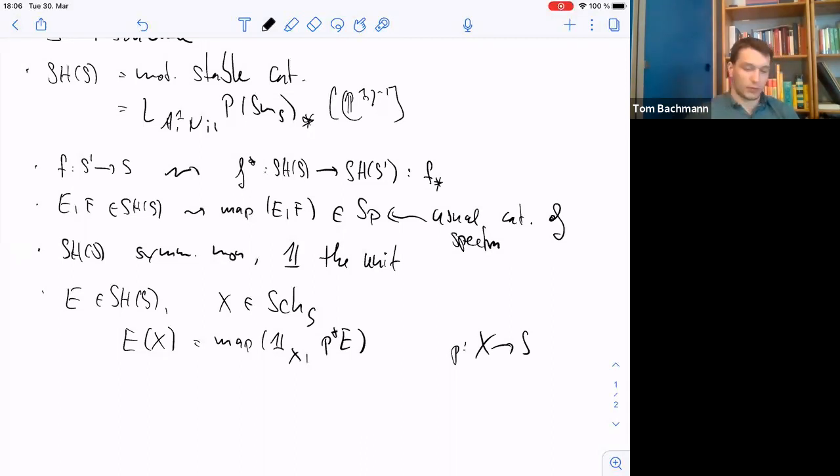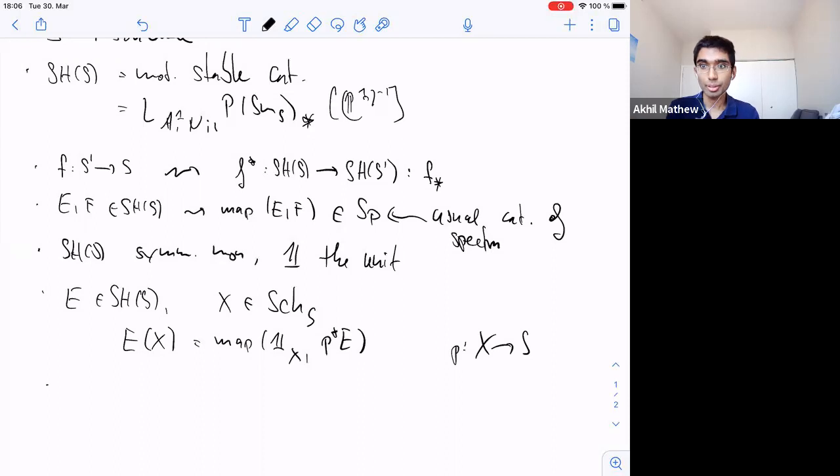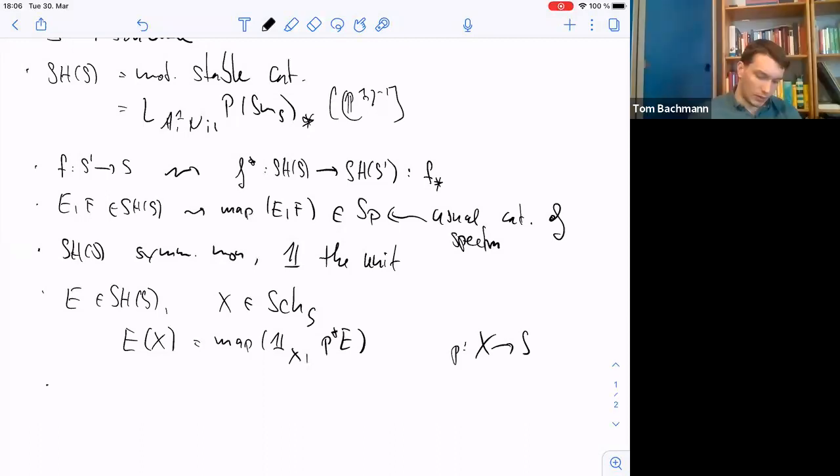What else do we do? Right. Sorry, can I just clarify? If X is actually smooth over S, is this then maps in SH from X into E? The way I've written it, this is maps in SH(X). But you're right. If X is smooth, then there's a p lower sharp, and you can move this to the other side, and then it's maps from X to E. That's right. Thanks. Sure.